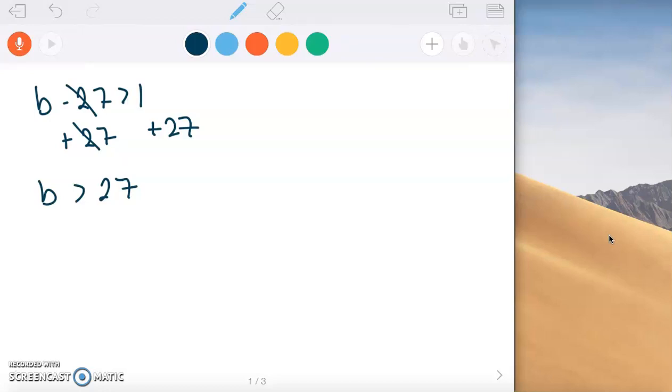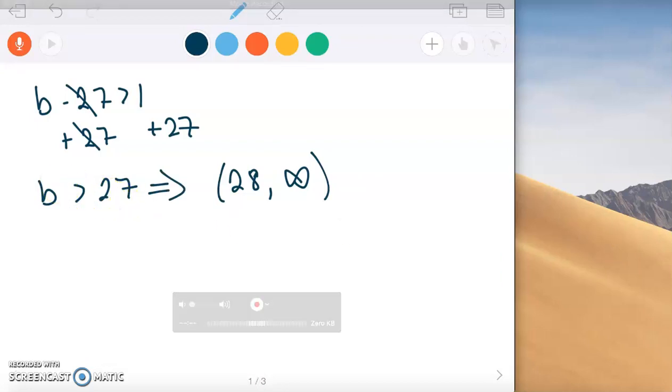right now we're only dealing with integers. We're not dealing with decimals. So then we would say that the answer is going to be 28 to infinity. That would be the proper interval notation that translates to. Okay, let's look at another example.